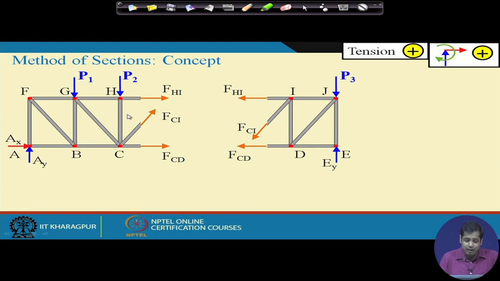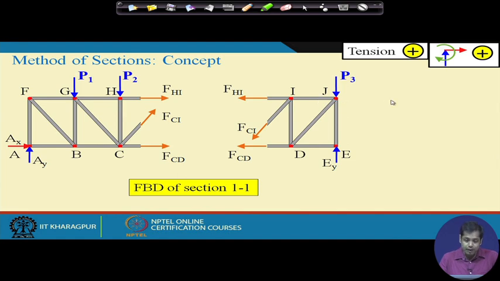Now, if you join them together, what will happen is this and this force are equal and opposite, they will balance each other. This and this are equal and opposite, balance each other, and similarly this and this are equal and opposite, they will balance each other. Then the section will be in equilibrium, right. There will be no net internal forces at that section. So, this free body diagram is consistent with the equilibrium condition. Next step is to apply the equilibrium condition on this section. So, this is the free body diagram of section 1-1.